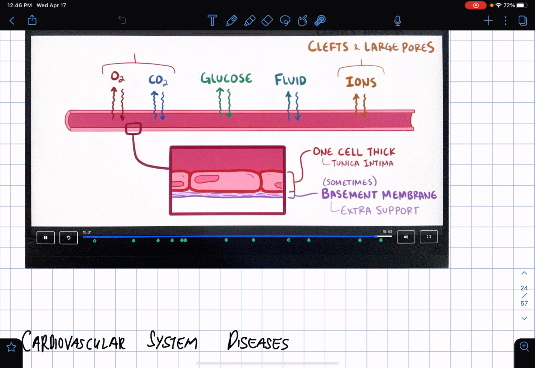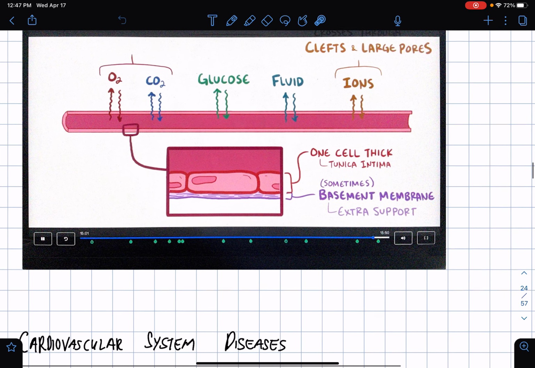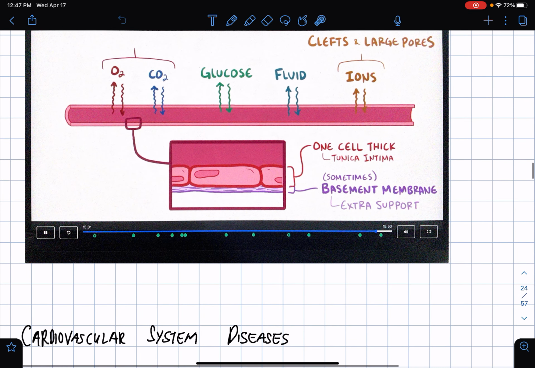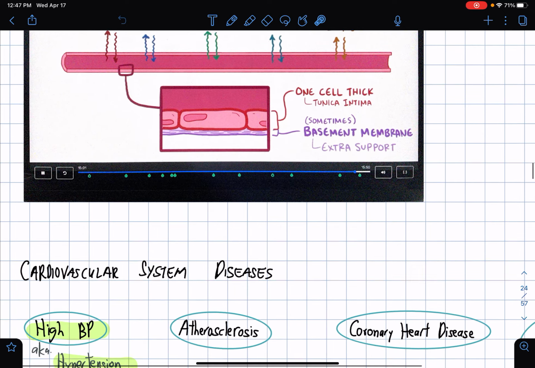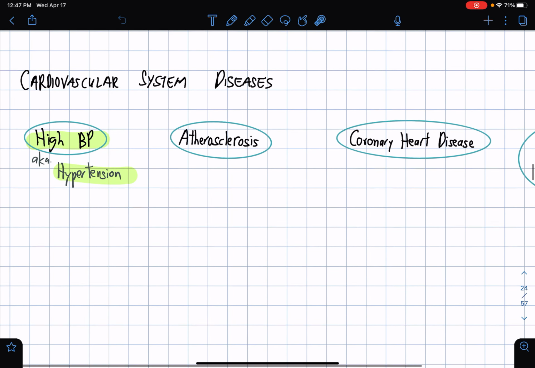Some ions require active transport in order to enter or exit through the phospholipid layer. So one cell thick is the tunica intima, sometimes with the basement membrane for extra support. Yeah, I won't own this part. It's not what I made the reviewer from.